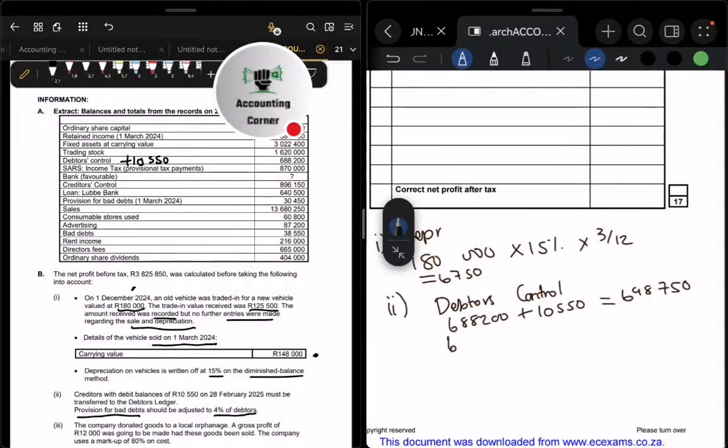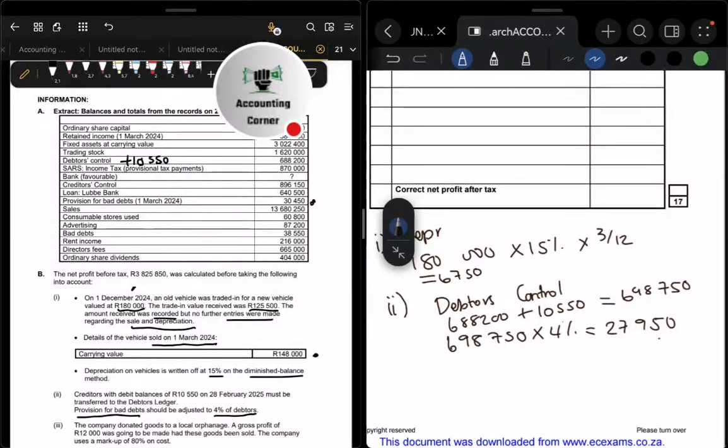So that would be 698,750 multiplied by 4%, which will then give us 27,950. That is the new provision for bad debts. And then the old provision for bad debts was 30,450. So that means our provision for bad debts has decreased. It went from 30,450 at the beginning of the year to 27,950 at the end of the year.